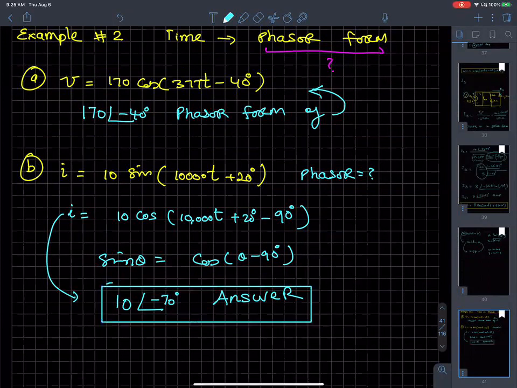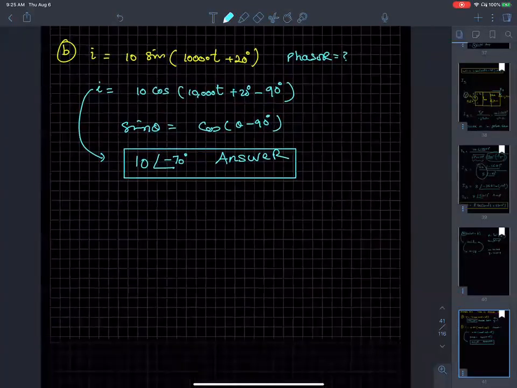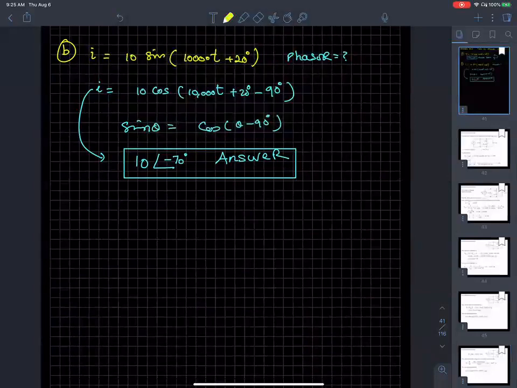Okay, that's the quick conversion from time domain to phasor form. So we're trying to get as many example problems as we can. Now let's do another example problem here. This is a little bit more interesting problem. It's a bit more involved.